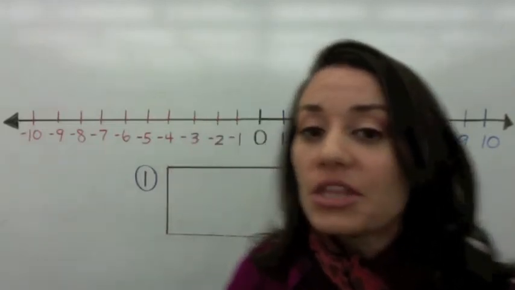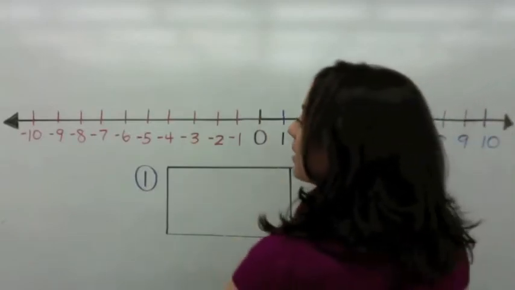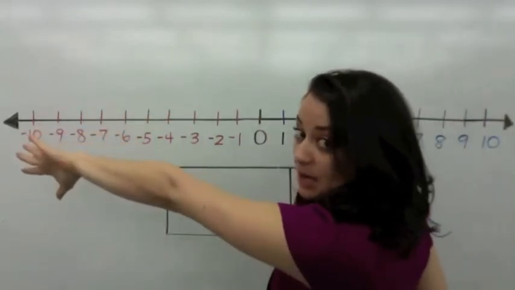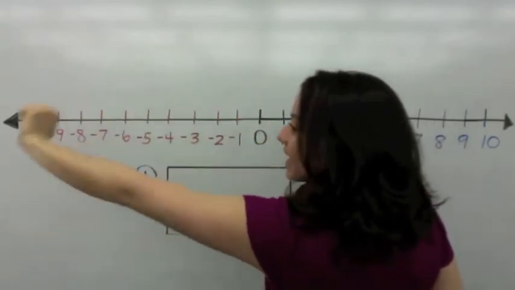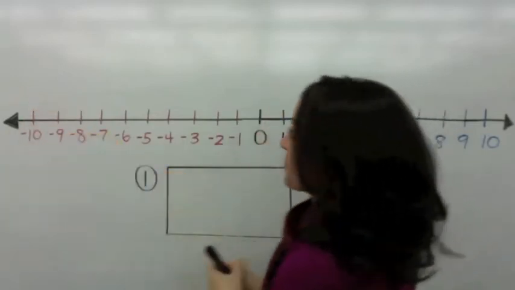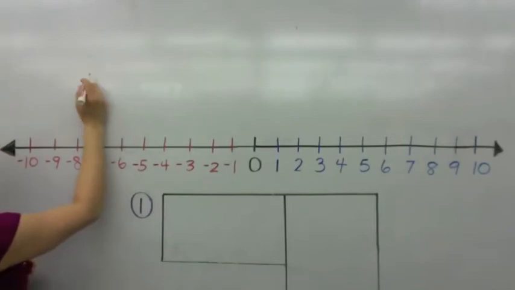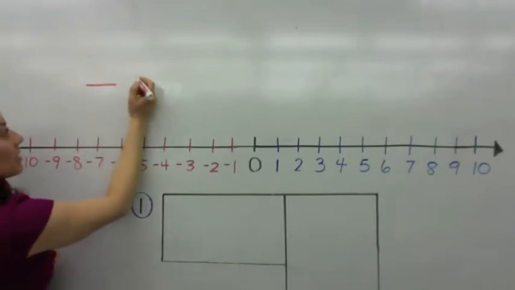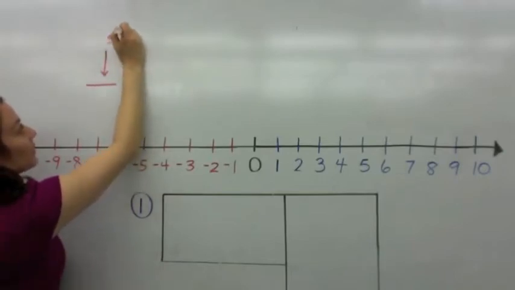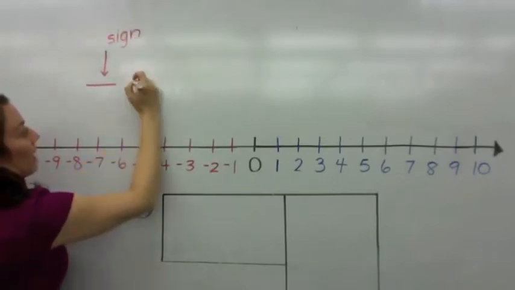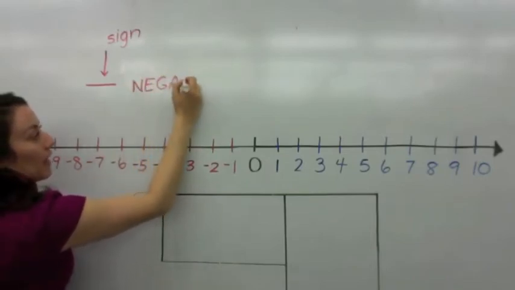Signs. Okay, so look at the number line. You have two sides of the number line. On the left side of the number line, what are the signs? It's negative to the left. So we have integers with negative signs. Okay? So this is called a sign, and this means negative.